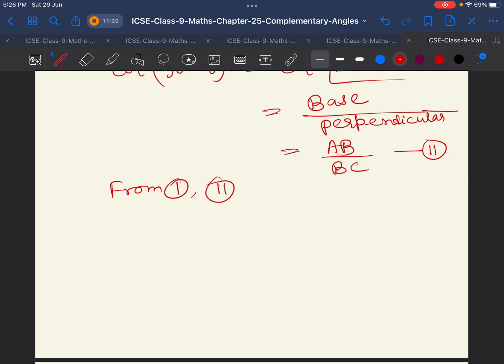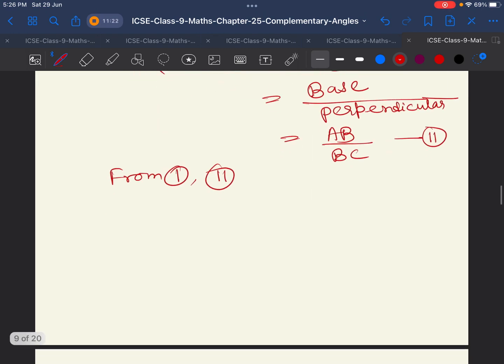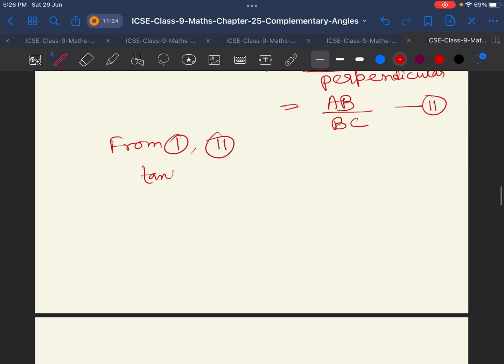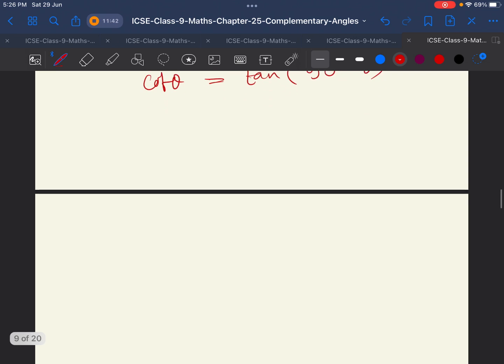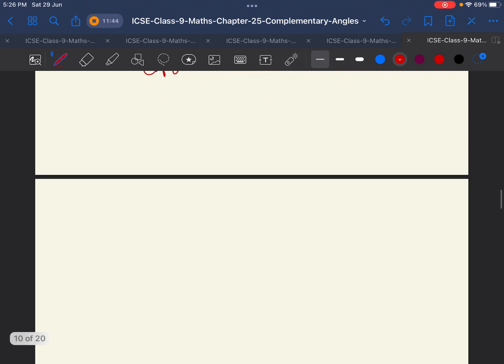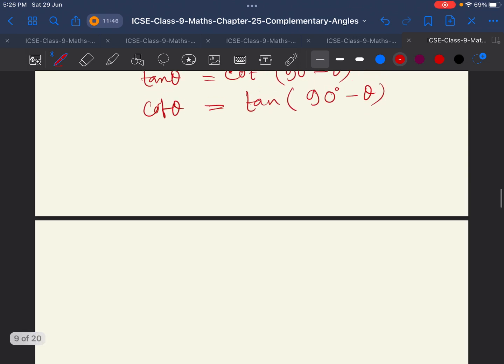Now from 1 and 2 we get tan theta equals cot of 90 minus theta. Similarly, we can write cot theta equals tan of 90 minus theta. Now let's take an example.